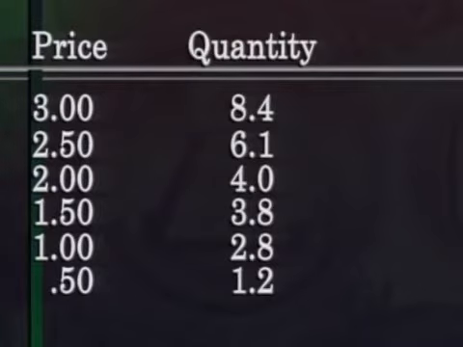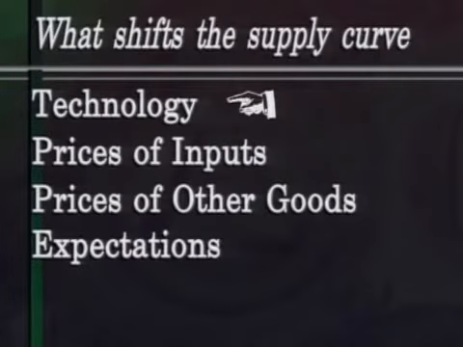We see that when the price is $3 per bottle, total supply is 8.4 million bottles per year. At $2.50 per bottle, the quantity supplied decreases to 6.1 million bottles per year, and so on to the price of 50 cents per bottle when supply is 1.2 million bottles. When we talked about demand, we noticed that there were other determinants that shifted the curve. This holds true for supply as well.